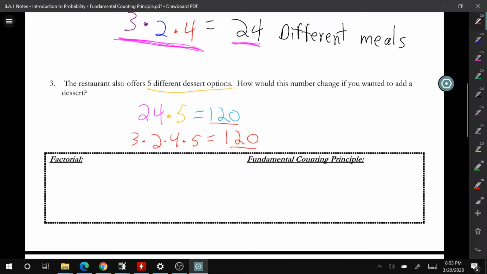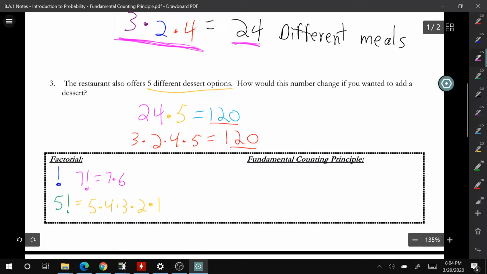Some new vocabulary. Factorial. Its symbol is this, and what it means is that you multiply by the number and go all the way down to 1. So like 5 factorial would equal 5 times 4 times 3 times 2 times 1. And then you would type that in the calculator and get your answer. 7 factorial would be 7 times 6 times 5 times 4 times 3 times 2 times 1.